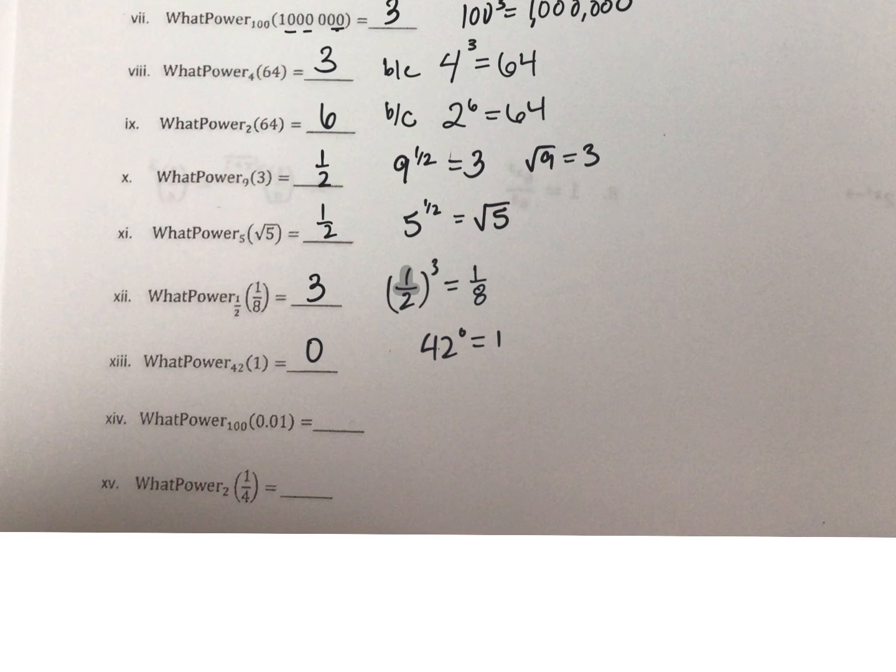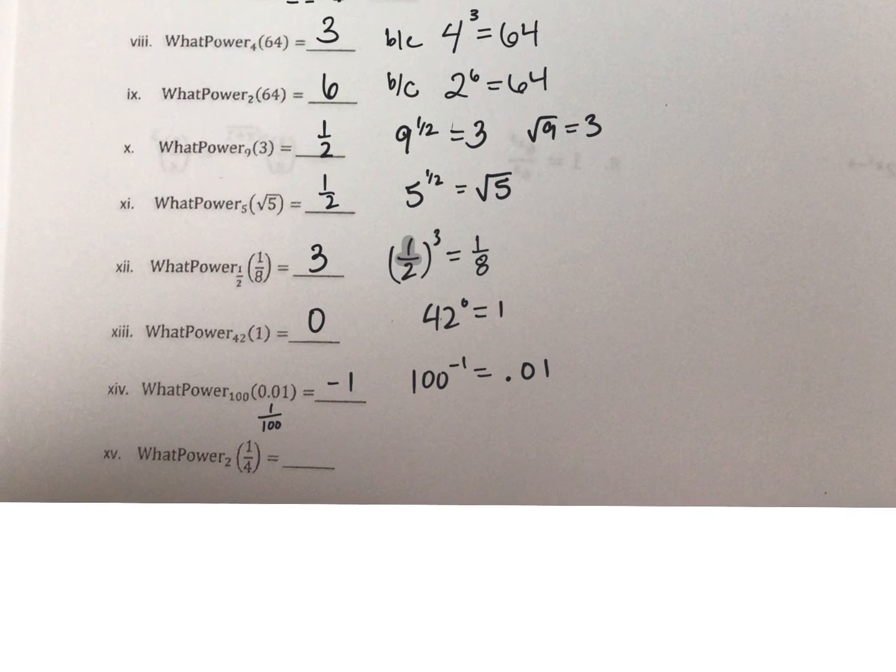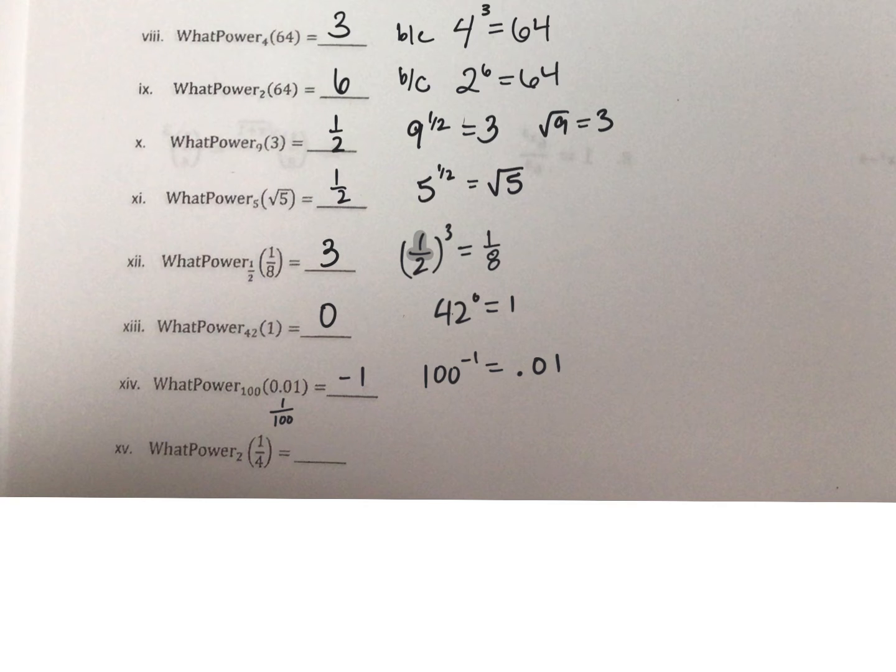And then what power of 100 is 0.01? Well, let's remember that this is 1 over 100, because that's the hundredths place, right? And so 100 to what power is 1 over 100? -1, because 100 to the -1 power is 0.01. And lastly, what power of 2 is 1/4? -2, because 2 to the -2 power is 1 over 4.